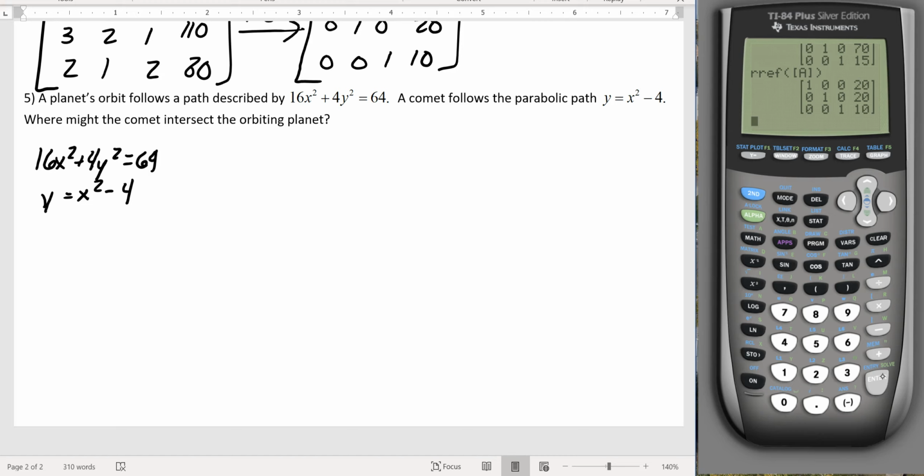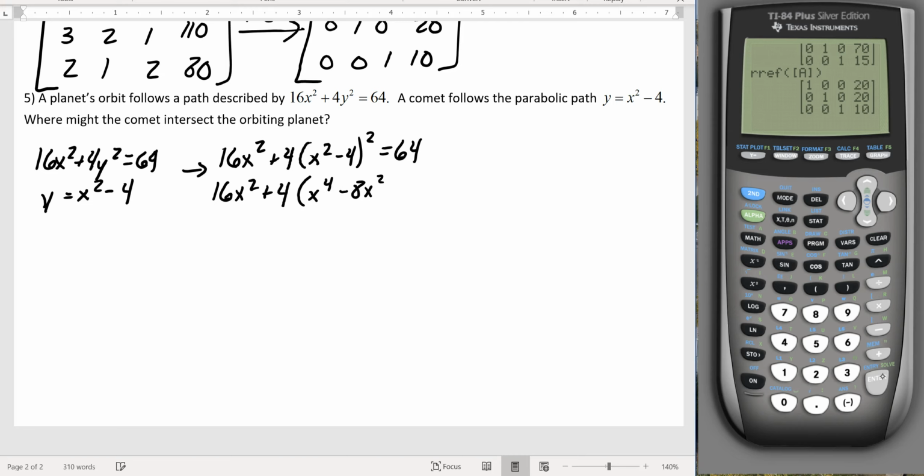So they already tell us that y is x squared minus 4. So let's do 16x squared plus 4 times (x squared minus 4), and I'm going to have to square that, equals 64. We might get some unique answers here. So 16x squared plus 4 times (x squared minus 4) squared is x to the 4th minus 8x squared plus 16, and that equals 64. Now distribute that 4 out, so 16x squared plus 4x to the 4th minus, what will that be, 32x squared plus 64 equals 64.